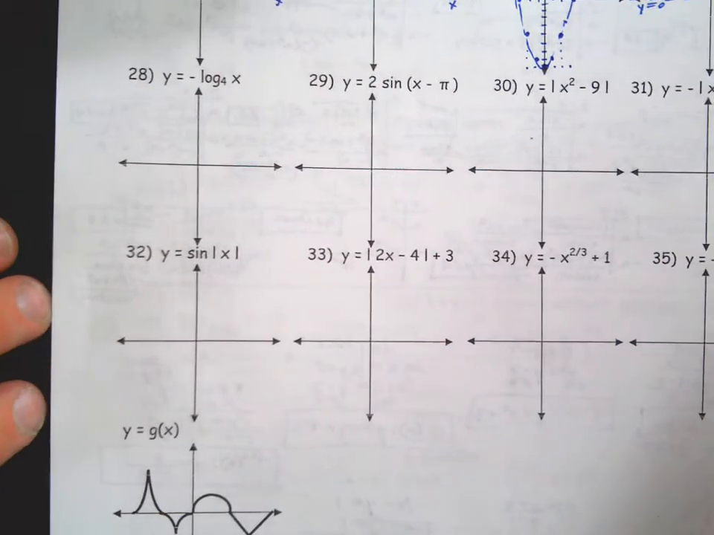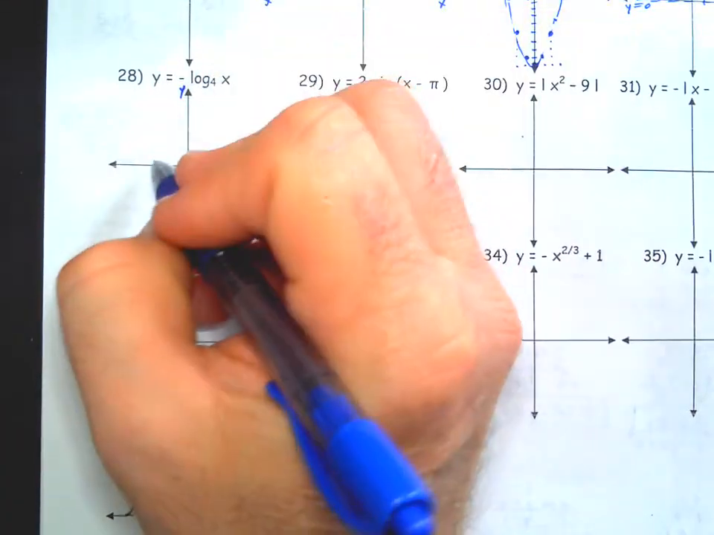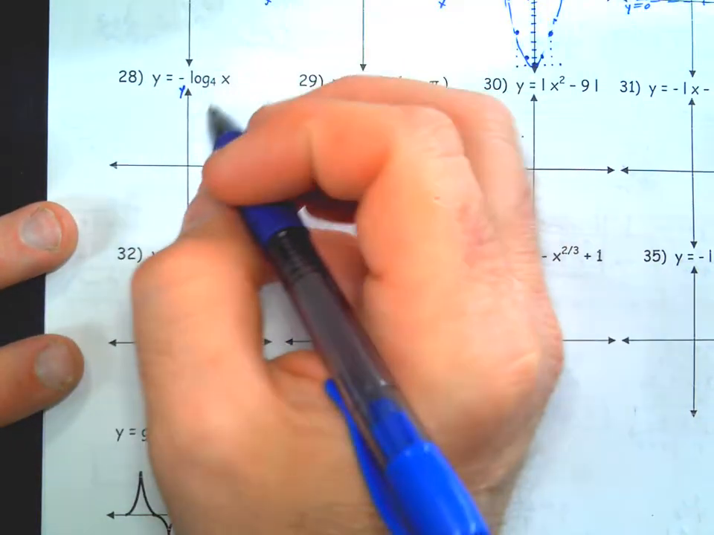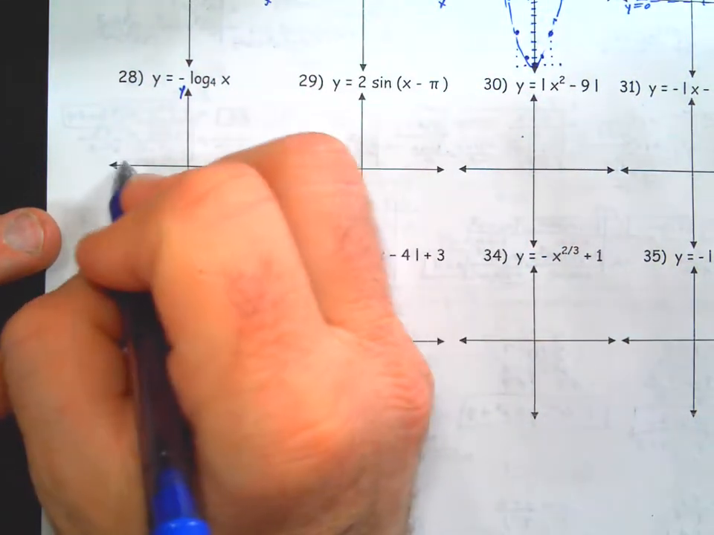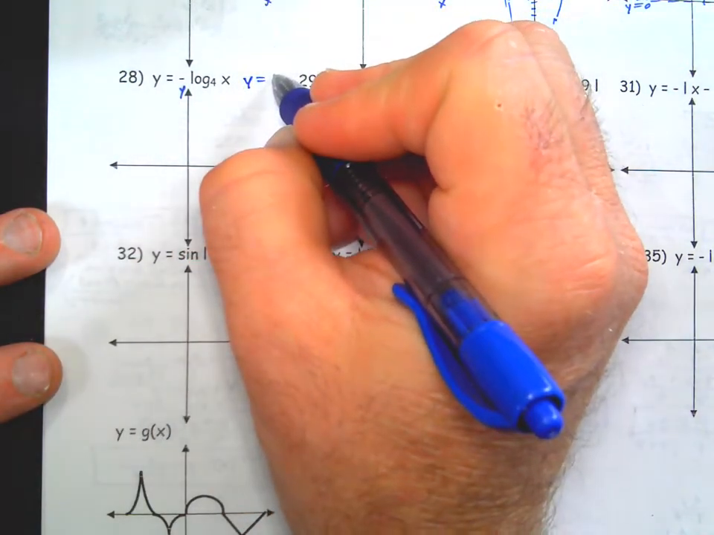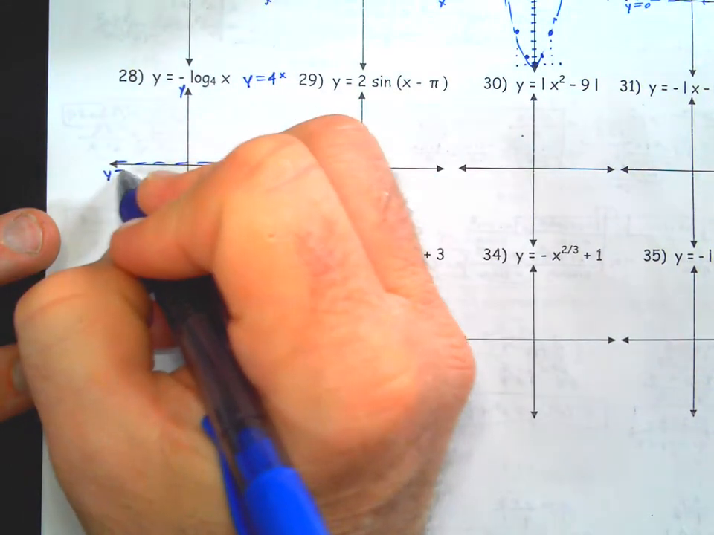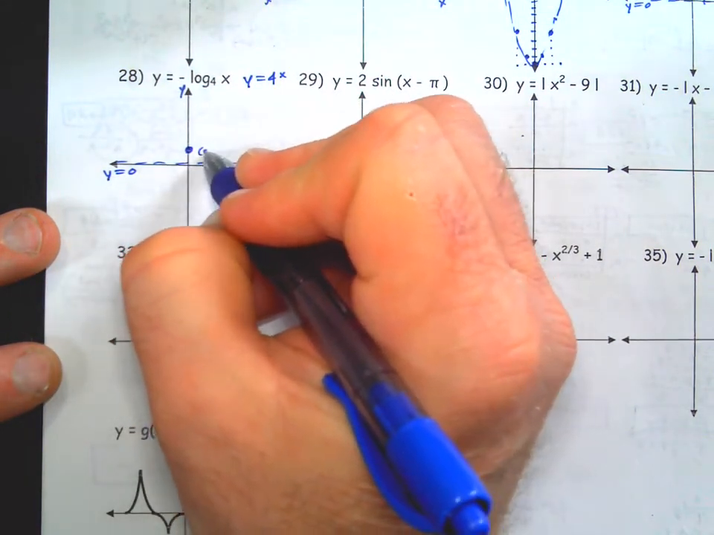A couple more. Got a log graph. Now, log graphs, what I like to do, because unless you get really good at them at some point, if it's been a month, you'll forget. So I graph y equals 4 to the x. So it's exponential. y equals 0, 0, 1.